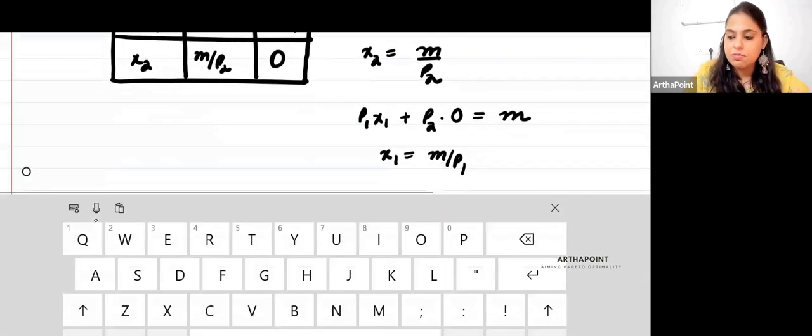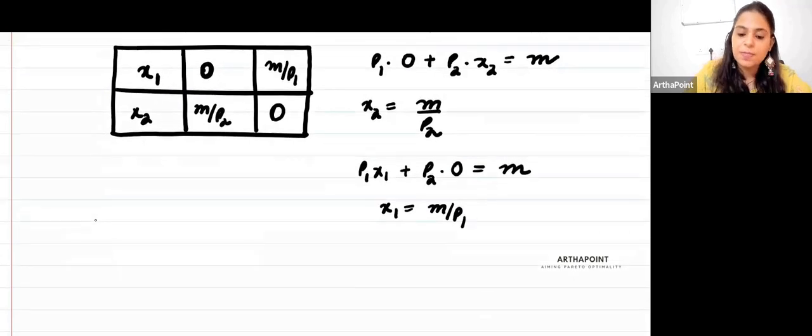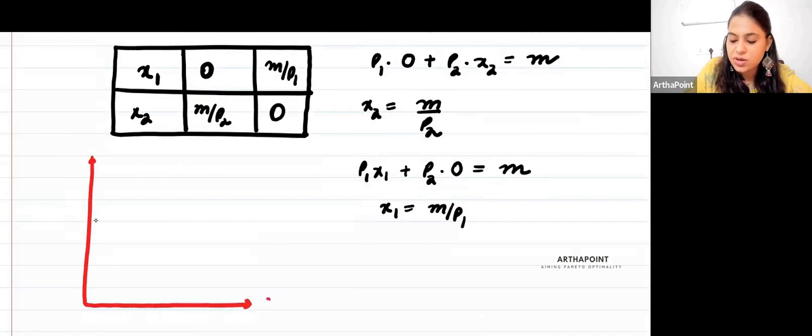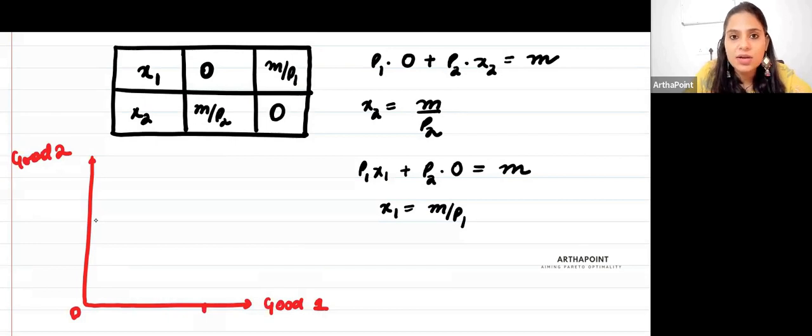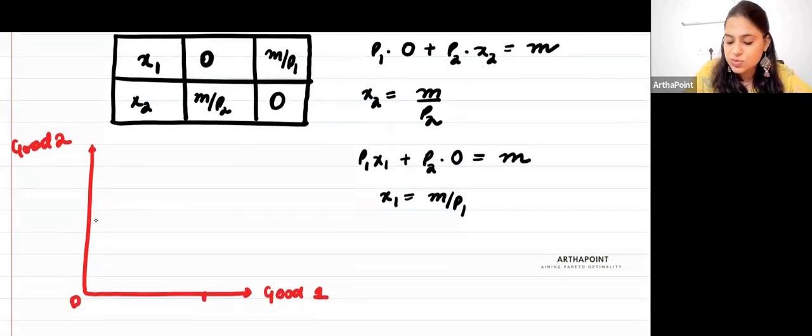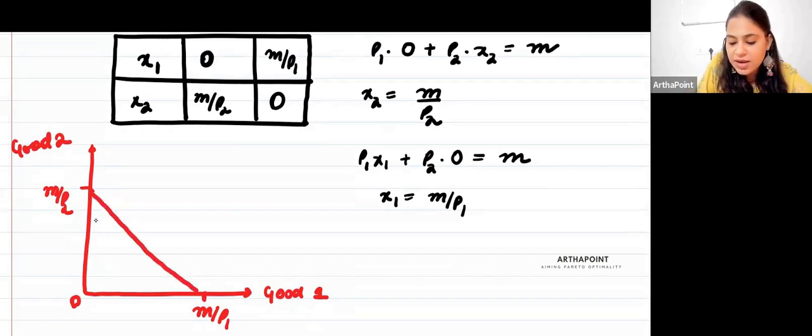If I have got my extreme points with me, I can just write it here. So good 1, good 2. Here, if I'm consuming only good 1, I am on the x-axis. So this would be M by P1. If I am consuming only good 2, I will be on the y-axis. So M by P2. If I join this by a line segment, this will be my budget line.